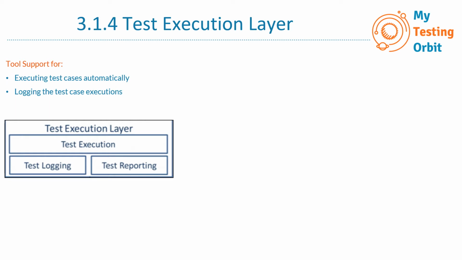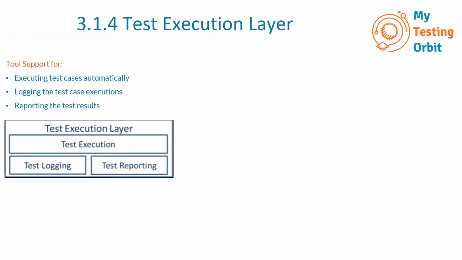So the second one is logging the test case executions. When we talk about test logging, this is the activity of creating a test log. So what is a test log? A test log is just a record of details about the execution of a test. And this is very helpful when a test fails, as it helps to go back and analyze what went wrong and how it can be resolved. So these test logs are attached to the test reports, which we will cover in a while.